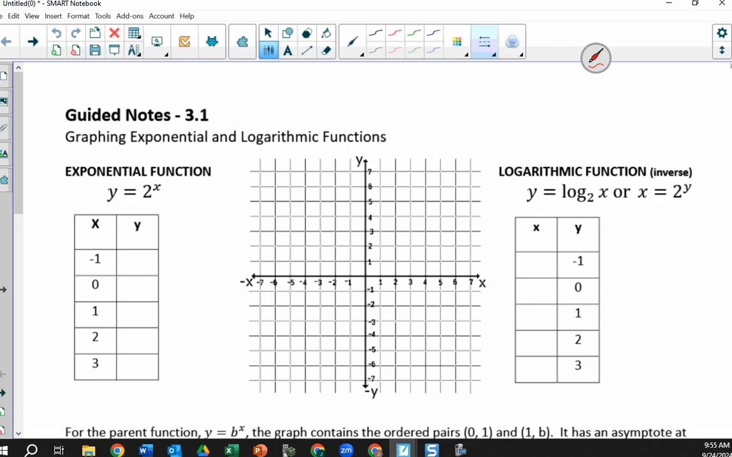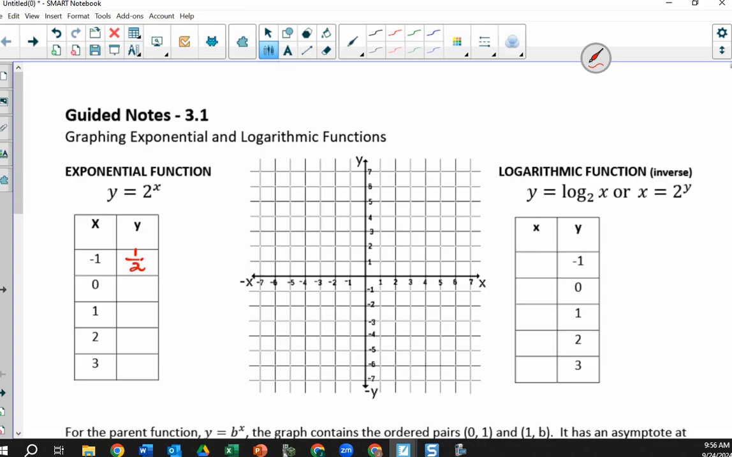Okay, guys, exponential. We're going to graph y equals 2 to the x first. If I plug a -1 in for the x there, what do I get? I do not get -2. That x is an exponent. It's not 2 times -1. It's 2 to the -1. What does that mean? Negative exponent means move it to the denominator.